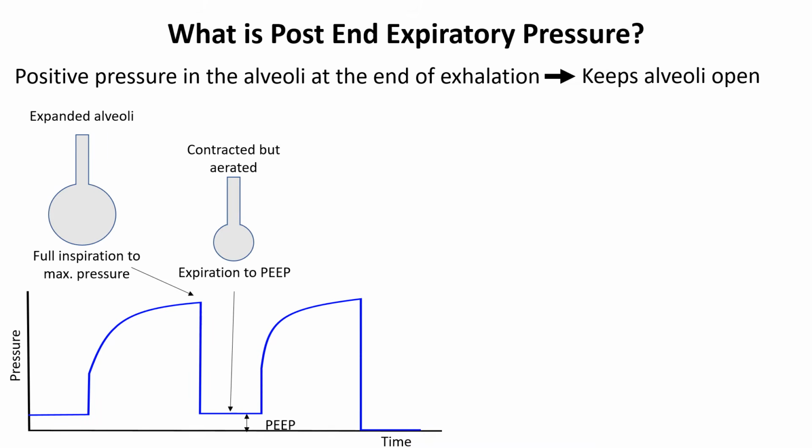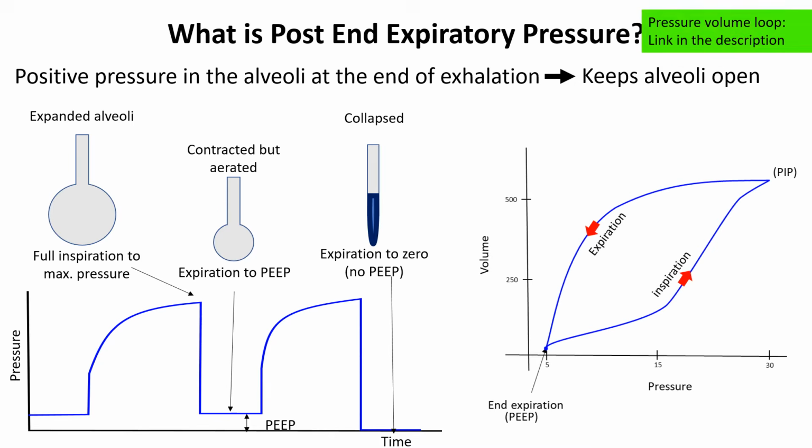If the pressure at the end of expiration somehow became zero, the lungs would fully collapse, leading to atelectasis and impaired oxygenation. A similar pattern is observed in the pressure-volume loop, where the curve does not return to zero, indicating the maintenance of lung volume.